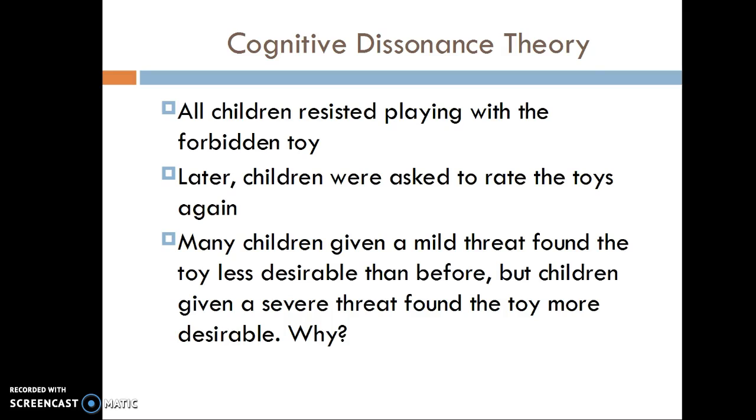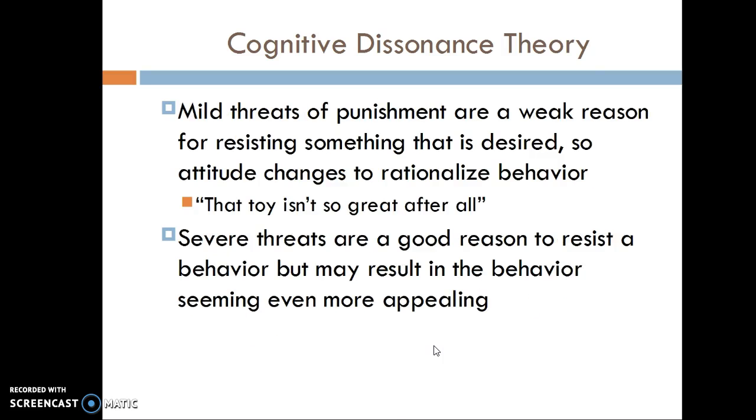So this sums up what I just said here. They all resisted playing with the forbidden toy. Later they were asked to rate the toys again. And it was the children in the mild threat condition that seemed to find the toy less desirable than they did before. But the forbiddenness of the toy in the severe threat condition made it even more attractive, so they rated it as favorably or even more favorably than before. So in conclusion, giving mild threats of punishment is a weak reason for resisting something that is desired. So attitude changes to rationalize the behavior.